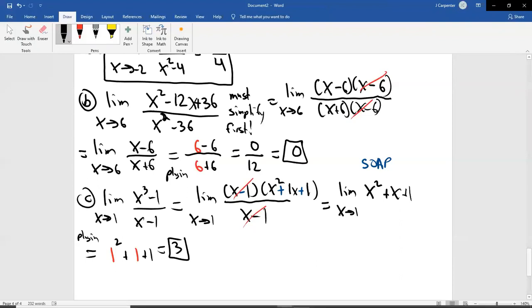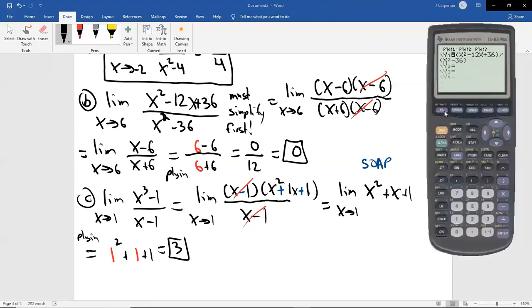Per usual, if you don't trust it, let's do the graph. Parentheses, x cubed. Oops, why did I do that there? Minus 1 divided by parentheses, x minus 1. So there's our graph. It actually looks like a parabola, and that's because of the canceling. And when you cancel it, you do end up with a quadratic.